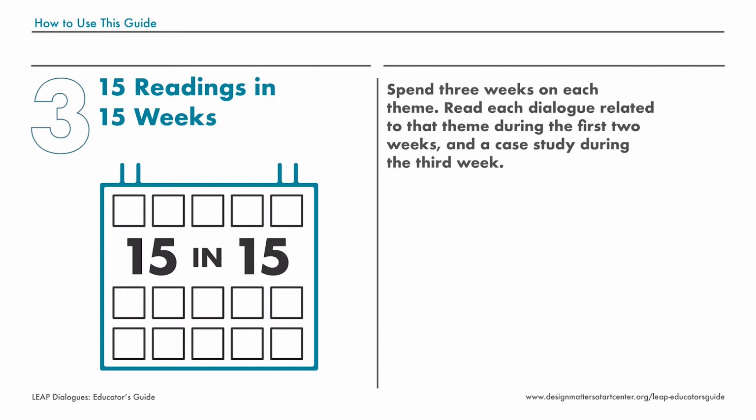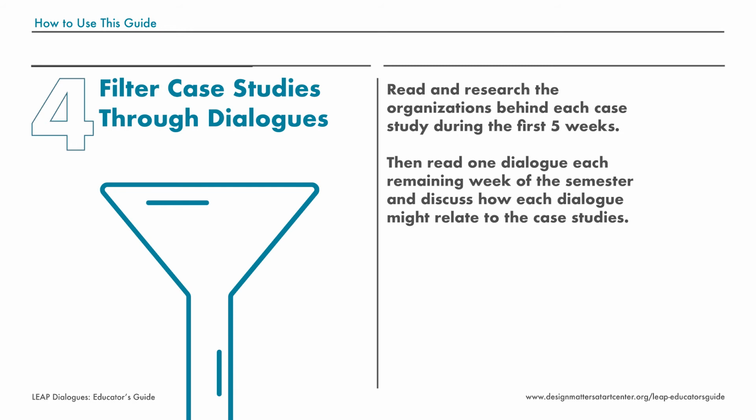For the third scenario, we imagine if you want to read the Educator's Guide over all 15 weeks, you could spend 3 weeks on each theme and then read each dialogue related to that theme during the first 2 weeks, and then a case study during that 3rd week. The 4th scenario talks about how you can filter case studies through the dialogues. In this example, you might read and research the organizations behind each case study during those first 5 weeks, and then read a dialogue each of the following weeks of the semester as a way of thinking about how they might relate to those concrete examples.